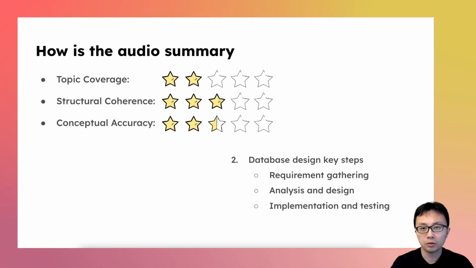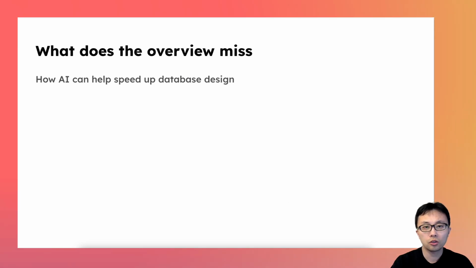Overall, the audio overview is acceptable. But remember, I had to remove the first section of 2 chapters just to make it work. It seems like the model doesn't juggle multiple topics, or it fails to connect SQL to database design properly. So what did the overview miss? Ironically, it missed everything about itself, how AI can help speed up database design. This theme is interwoven throughout the book and highlighted in the final section, but the AI overview skipped it entirely.